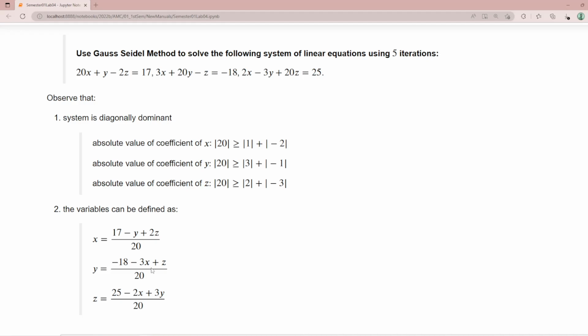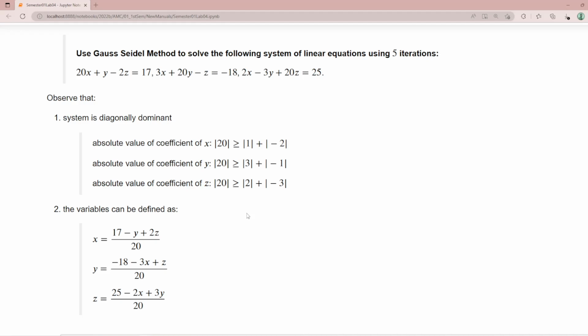Finally, the coefficient of z in the last equation is 20. The coefficient of x is 2. The coefficient of y is -3. So the modulus of 20 has to be greater than modulus of 2 plus modulus of -3, which is true because 20 is greater than or equal to 5. Hence, the system is diagonally dominant. Once we show that the system is diagonally dominant, this is a sufficient condition for the system to be solved by the Gauss Seidel method.